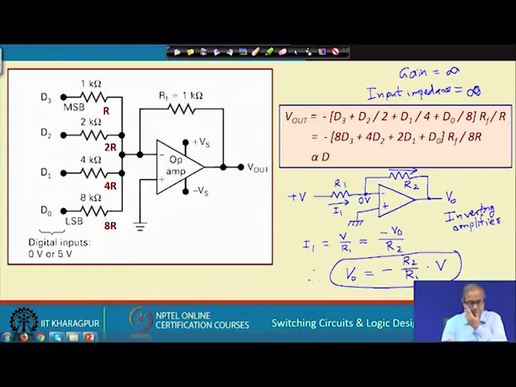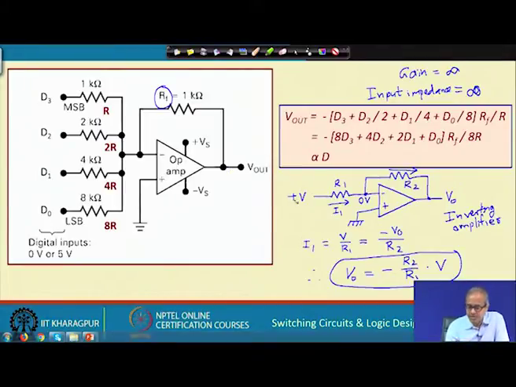Now, let us come back to this diagram. Here this op amp has been used in the inverter amplifier configuration. Here I have used an op amp, exactly similar diagram. The plus input is connected to ground, and there is a resistance R f that we have connected in the feedback from this point to the output.